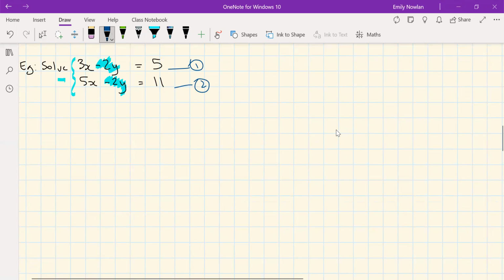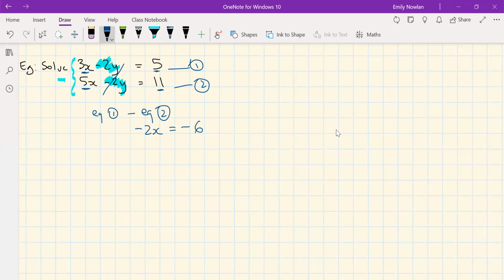So we write down what we're doing. I'm going to put equation 1 subtract equation 2. So that means I have to go 3x minus 5x, which will give me minus 2x. Now the minus 2y minus minus 2y, that goes. And then I need to go 5 subtract 11, so that is minus 6. Now I want to divide by minus 2 on both sides. So x is equal to minus 6 divided by minus 2, which is 3. So the answer for the x value is 3.